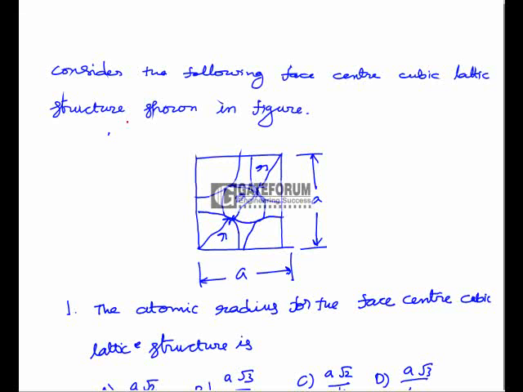Consider the following face center cubic lattice structure shown in figure. So here is the given diagram, and it is a linked answer question. It consists of two questions in such a way that the second question answer depends on the first question answer. Here the first question is the atomic radius for the face center cubic lattice structure, and the second question is the atomic packing factor for the face center cubic lattice structure.